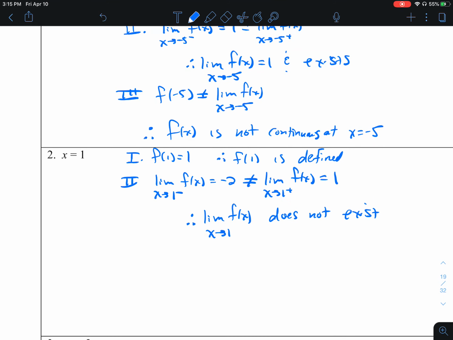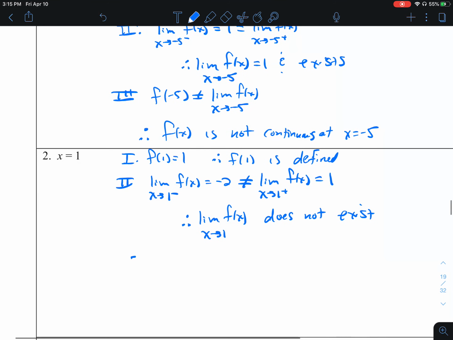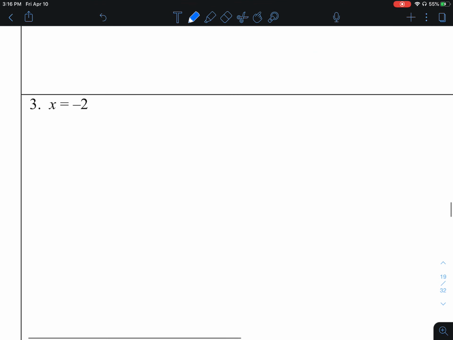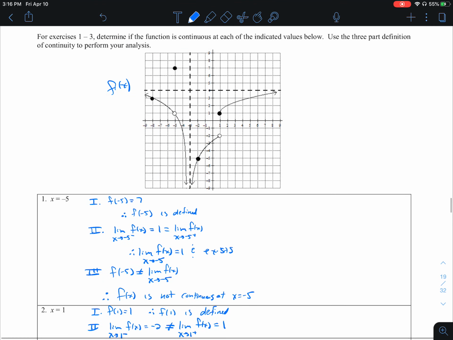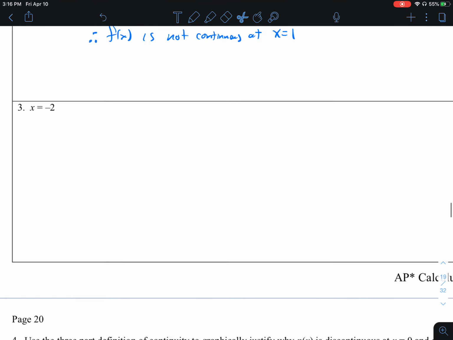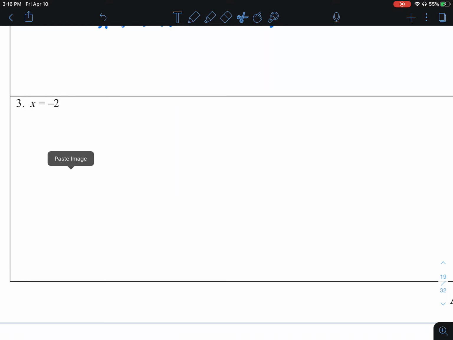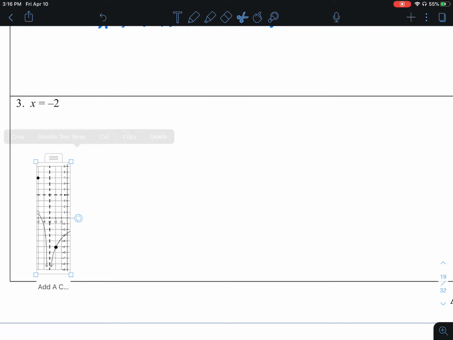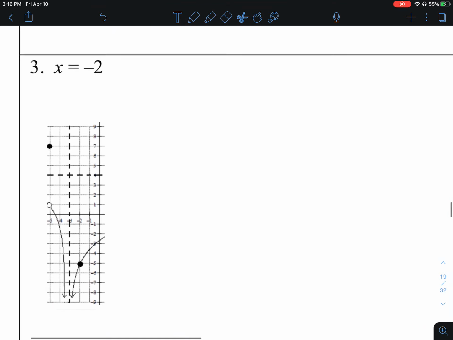As soon as we get something that doesn't work, we can stop and we can say, therefore, f of x is not continuous at x equals 1. Part 3, I'm just going to bring this picture down here so I can see it better. We are referring to x equals -2 for this, I believe. Just going to put this picture here so I don't have to keep scrolling up.